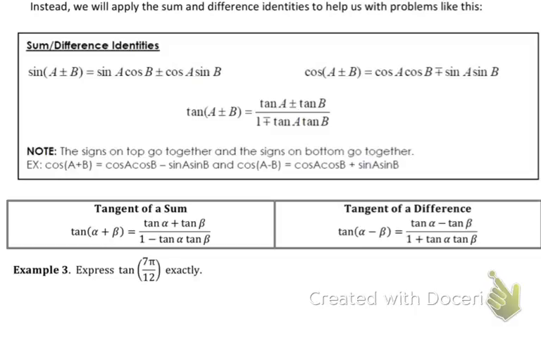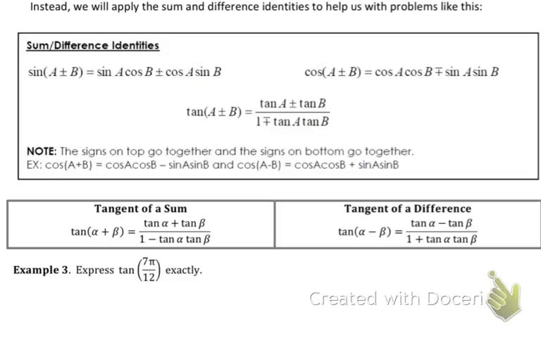Tangent is just a beast on its own. It is this full equation where if I have a plus b, I'm going to have tangent a plus tangent b on top. But on bottom, I'm going to have 1 minus tangent a times tangent b. So just make sure the sign on top goes with all the signs on top on the other side.